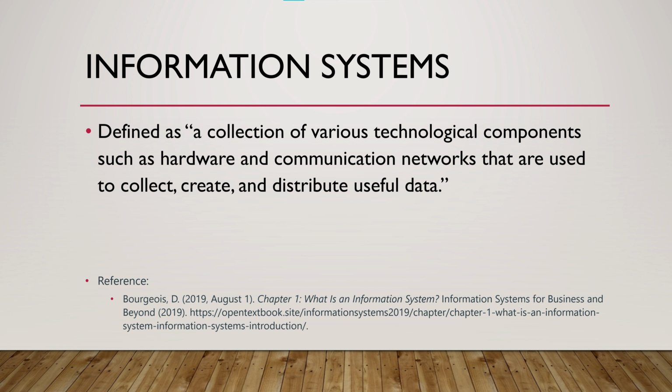as a collection of various technological components such as hardware, software, and a group of networks that are used to collect, create, and distribute useful data, right? Essentially what that's saying is that an information system is a group of components that work together to collect and organize data and manipulate it in a useful way. So that's kind of what we're working with, and we're going to be talking about how that influences businesses.